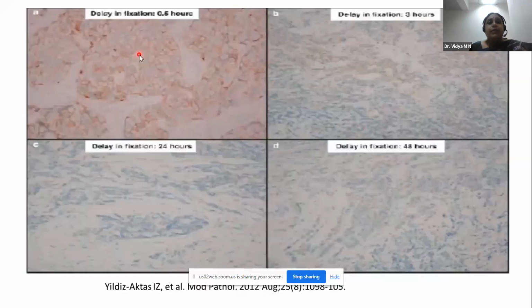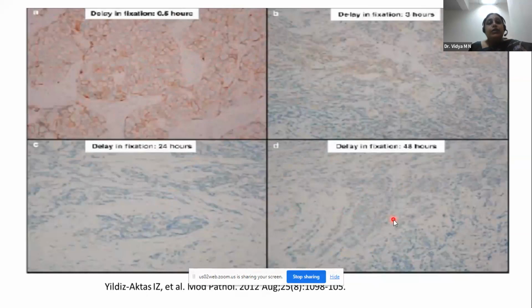Look at this second image. This is of HER2/neu. We can see a nice membrane staining out here, which could be a 2 plus. So this is with a fixation of about half an hour. But again, when we come to 3 hours, 24 hours, and 48 hours, depending on whether this has been a core needle biopsy or something, overfixation itself can cause a false negative report.